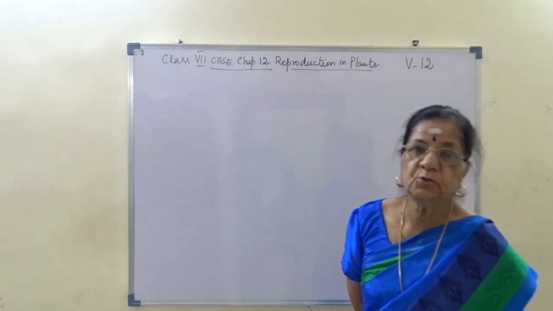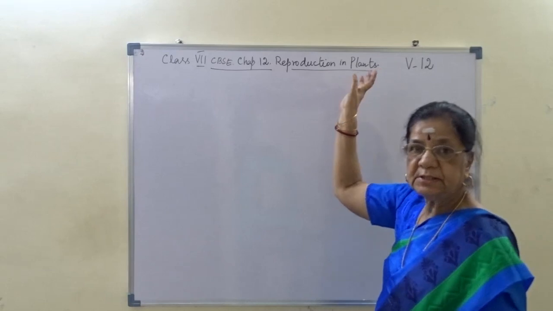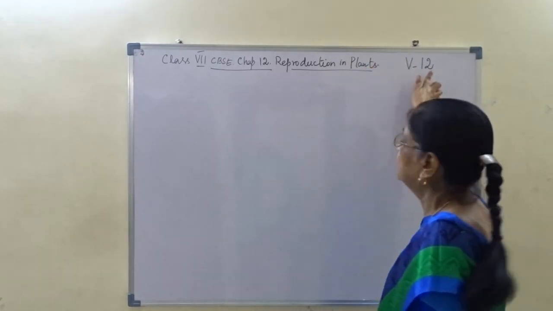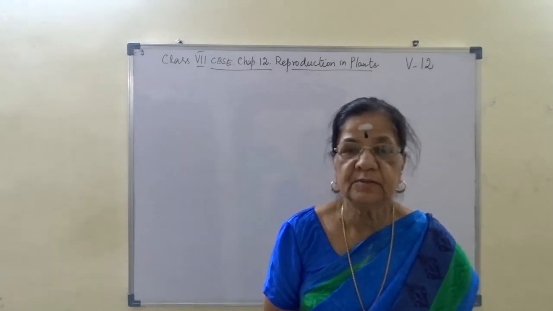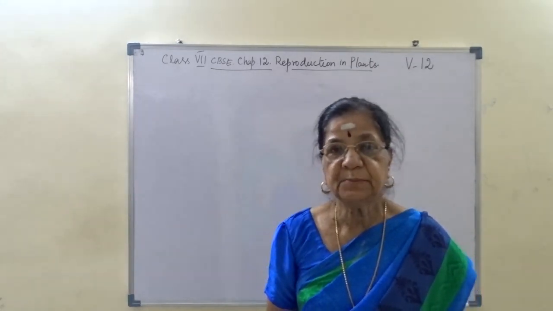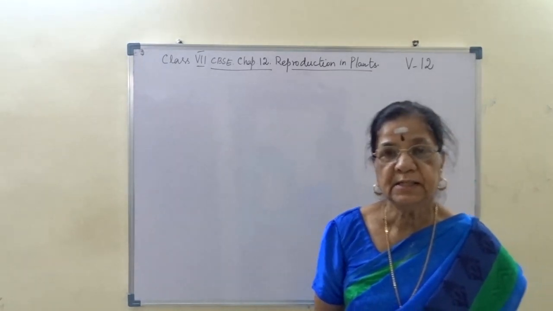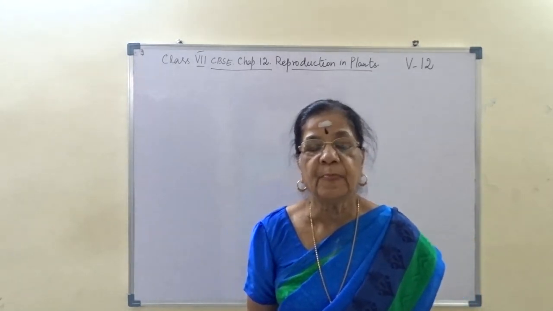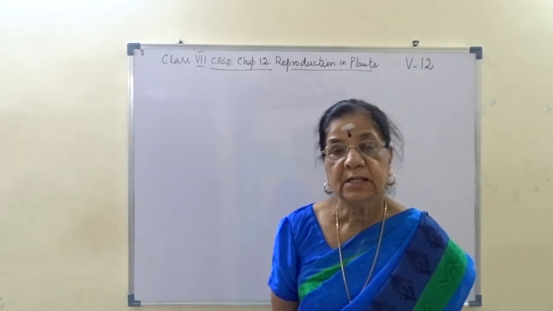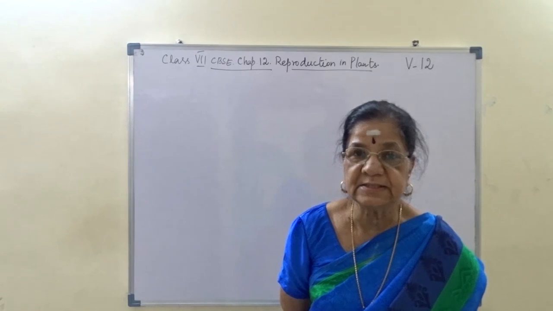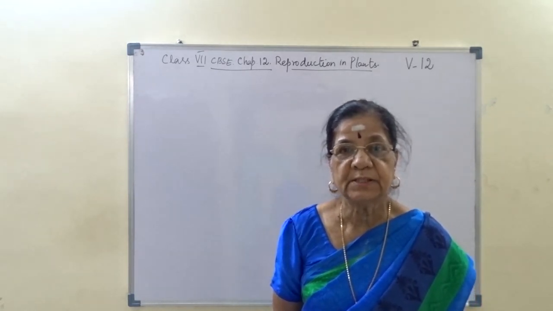Today we are going to discuss the topic reproduction in plants, video number 12. Yesterday we have seen reproduction in plants as sexual reproduction and asexual reproduction. Now we have done in detail asexual reproduction, otherwise known as vegetative propagation. I hope you remember that.